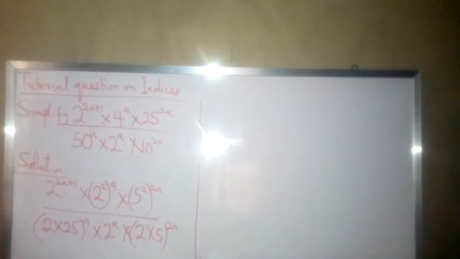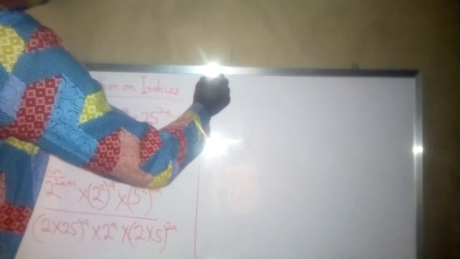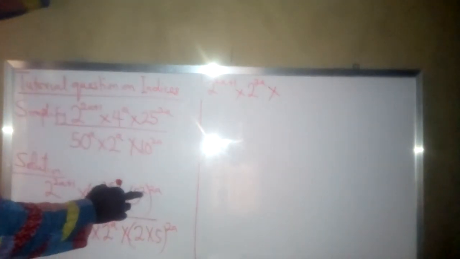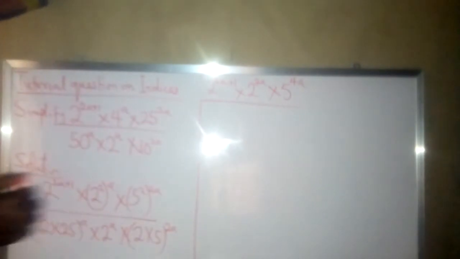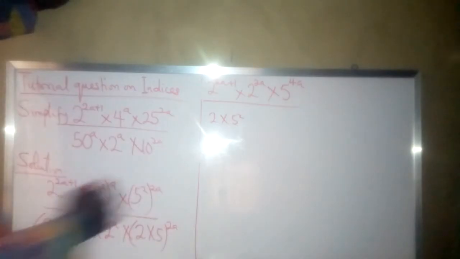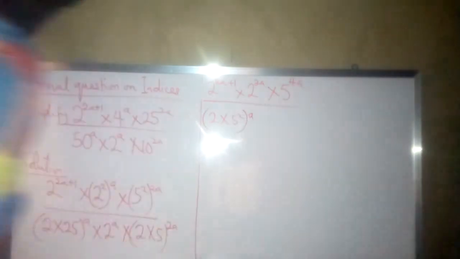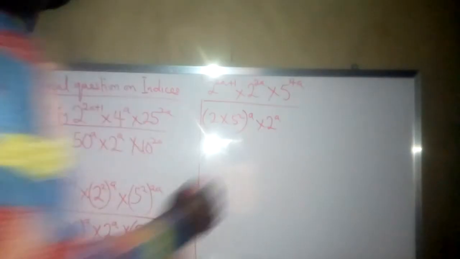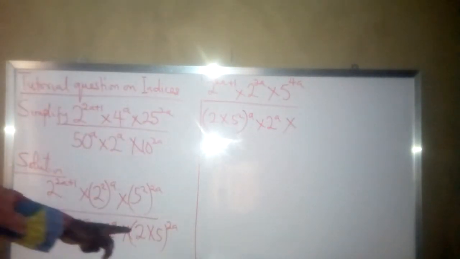Okay, so with that we have 2 raised to power 2a plus 1, multiplied by 2 raised to power 2 times a here. According to the law of indices, you have 2 raised to power 2a, then multiply by 5 raised to power 2 times 2a, that's 5 raised to power 4a, all over. Now we can further simplify 25 by saying 2 times 5 raised to power 2, everything raised to power a, then multiply by 2 raised to power a, multiplied by what? Now we can open up here, because the power a belongs to 2 and 5. So we have 2 raised to power 2a times 5 raised to power 2a.